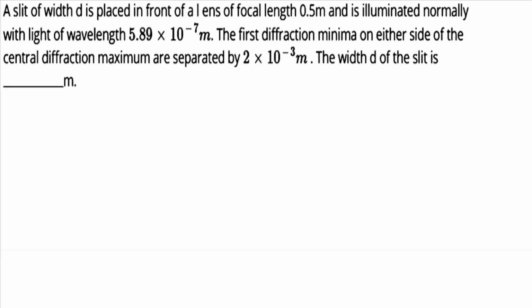Hello, we are given a question, and the question says: a slit of width D is placed in front of a lens of focal length 0.5 meter and is illuminated normally with light of wavelength 5.89 into 10 to the power minus 7 meter. The first diffraction minima on either side of the central diffraction maxima are separated by this much distance. The width D of the slit is what?